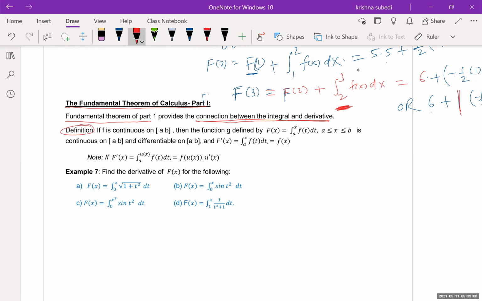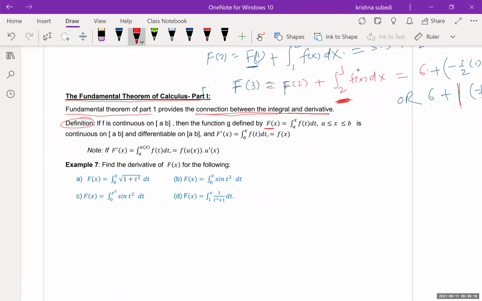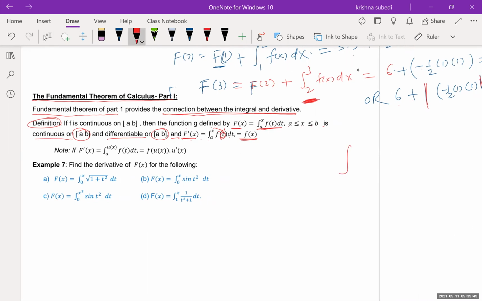Here is the definition. If f is continuous on the interval [a, b], then the function F defined by F of x equals the integral from a to x of f of t dt, where x lies between a and b, is continuous on the interval [a, b] and differentiable on the interval (a, b), and F prime of x, capital F prime of x, equals the derivative of the integral from a to x of small f of t dt, equals f of x. All you need to do is replace this t by x, that's it. So the Fundamental Theorem of Calculus tells us that the derivative of the integral from a to x of f of t dt equals f of x, that's it.